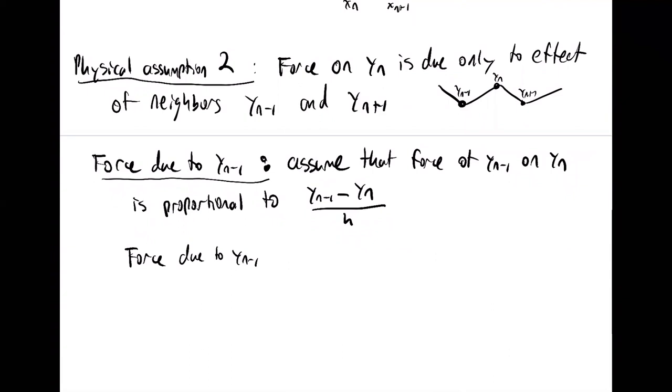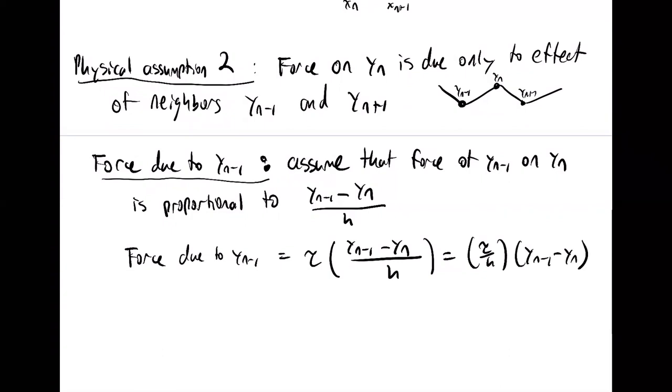If the string has a lot of tension, there's more force, and if the string doesn't have a lot of tension, there's less force, which is a reasonable assumption, and we're assuming it's a linear thing in the tension. So the force due to yn minus 1 is going to be equal to tau, the constant related to the tension, times yn minus 1 minus yn over h. Another way of writing this is tau divided by h times yn minus 1 minus yn.